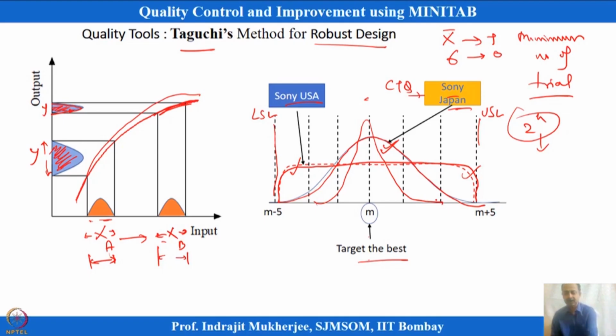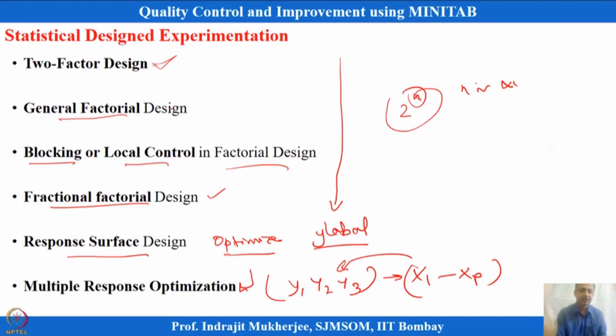First, what we want to emphasize is how we are doing two factor experimentation, which is based on statistical experimentation, how we interpret the results, and what possibilities are given in MINITAB that we want to explore over here. That is the overall objective that we want to emphasize.